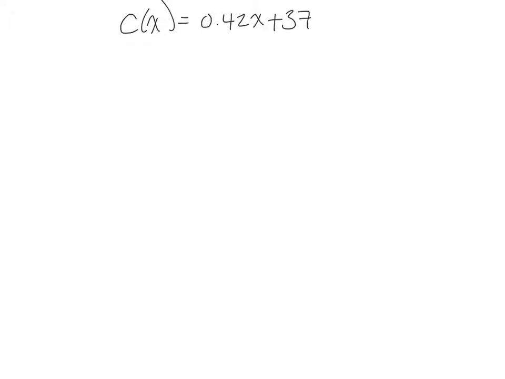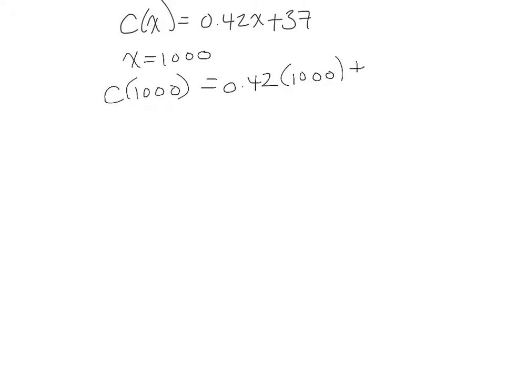Part C of this question asks us to find the cost of producing 1,000 tacos. So x represents the number of tacos. So when x is 1,000, what is the cost? That's what it's asking. So C at 1,000, that just means the cost of 1,000, is equal to 0.42 times that value of x plus 37, and that will equal $457.